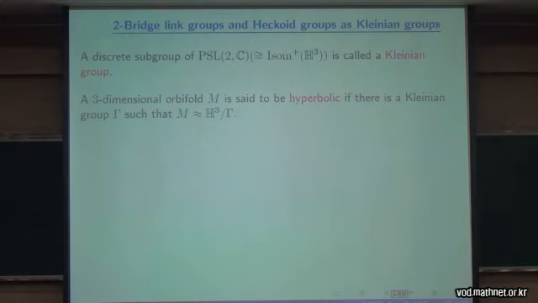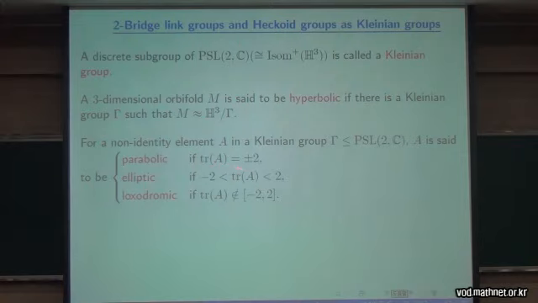As Kleinian groups, two-bridge link groups and the Hecoid groups form a special class. Let me talk about it. A discrete subgroup of PSL2C, which is the orientation preserving isometry group of H cube, is called a Kleinian group. A three-dimensional orbifold is said to be hyperbolic if it is homeomorphic to a quotient space of H cube by some Kleinian group. In particular, if this Kleinian group is torsion-free, then this orbifold becomes a manifold.